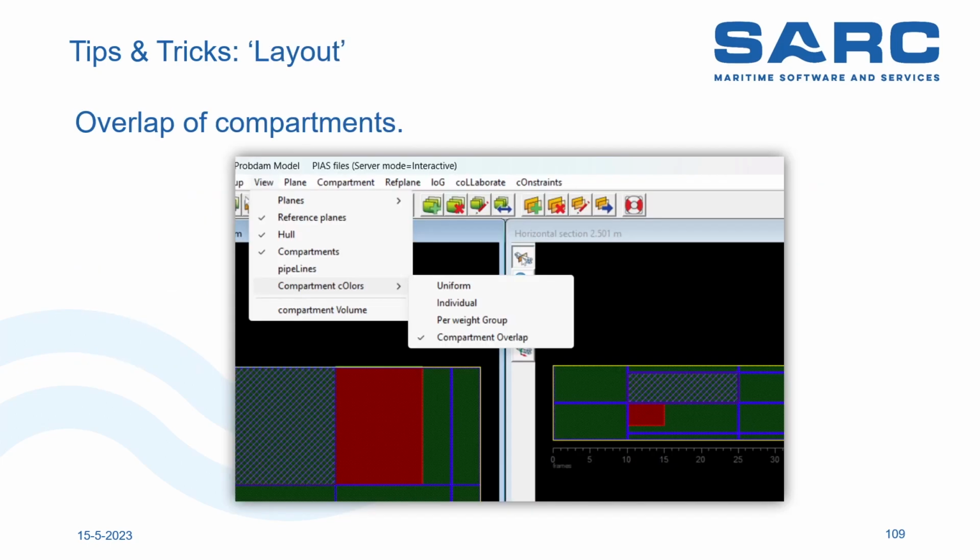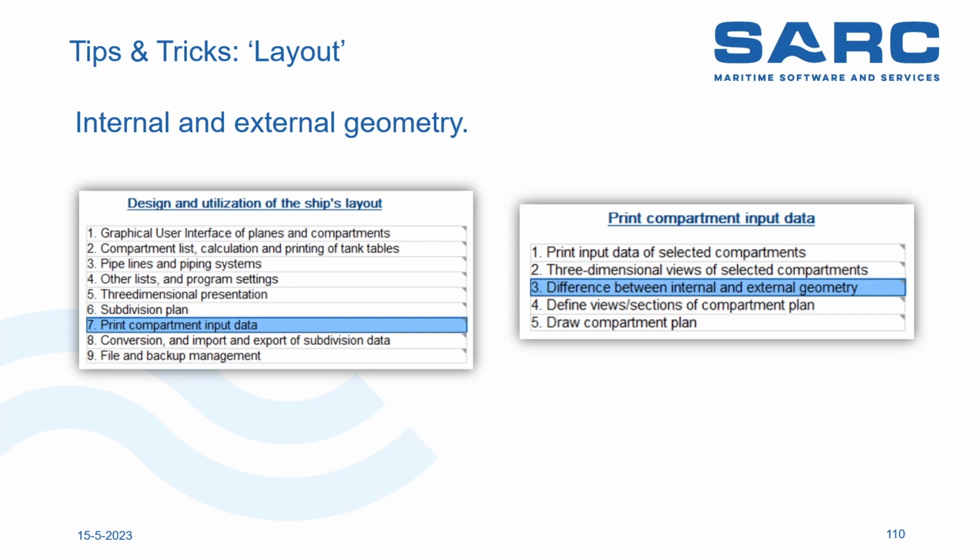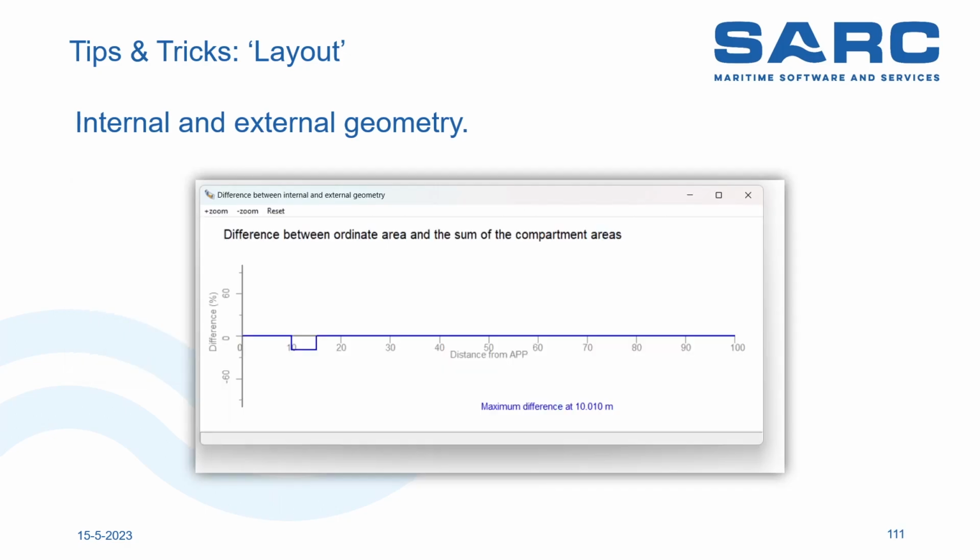In the graphical user interface of layout, you select View, go to compartment colors, and then you can select either uniform, which gives all the compartments the same color, individual or weight group, or the compartment overlap. If you use the latter, then you can see the compartments which are overlapping drawn red, which is quite convenient to see if you have any. The internal-external geometry, which shows both overlapping compartments and a lack of compartments, can be reached from the print compartment input data. And then you press the difference between the internal and external geometry, which gives you this graph. And it should be a flat line.